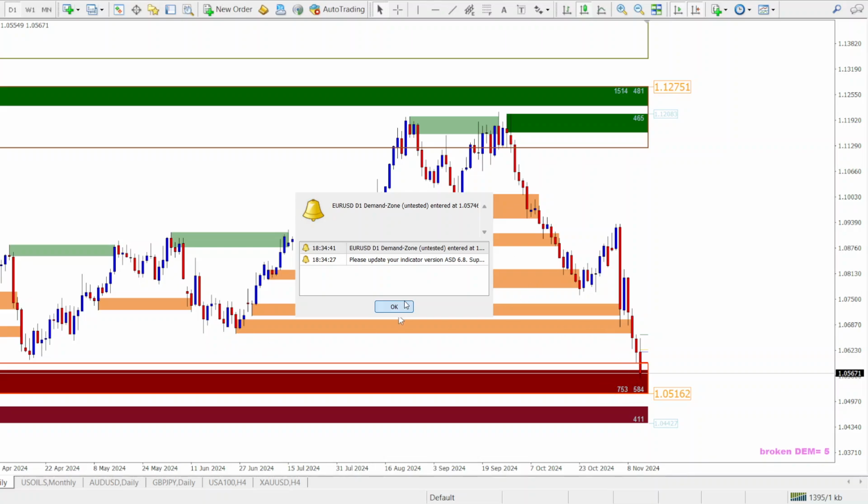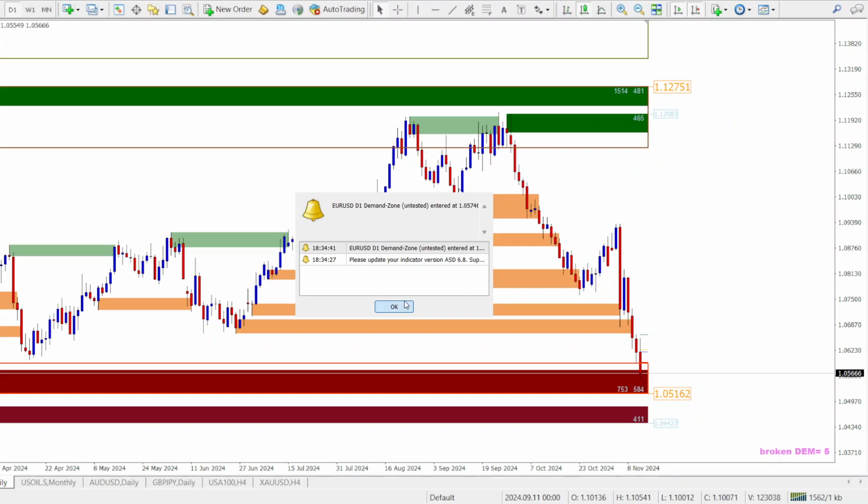So we can see that even for the used demand zones, the price usually reversed back upwards after getting to the demand zone, as in this case, and this case. And as for the used supply, you can see that the price usually reversed back downwards, as in this case, and this case.